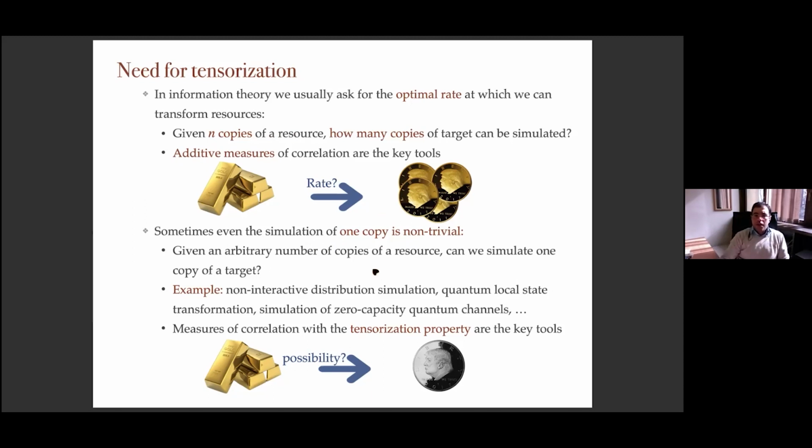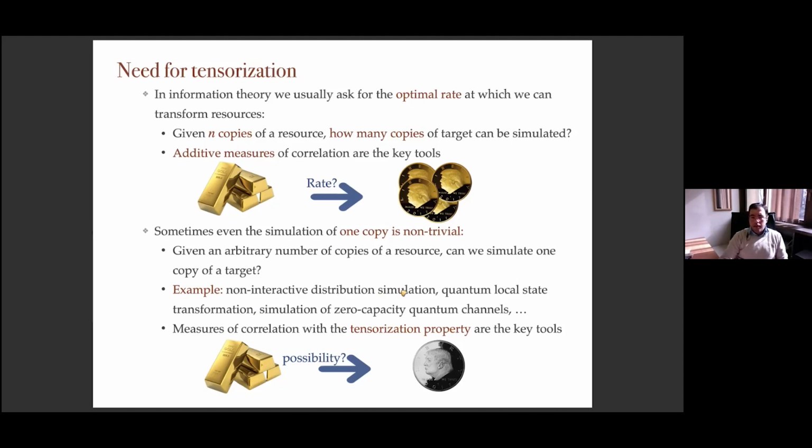The first question in the second category of problems is whether it is possible to generate only a single copy of that. If I can generate a single copy, then I can probably ask about this problem of rates and things like that. And for these kinds of problems, this tensorization property would be important. In the second type of problems, when I talk about rates, additive measures of correlation would be important. For the second types of problems, the tensorization property would be a key tool.